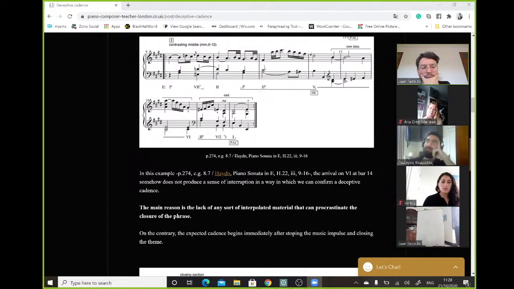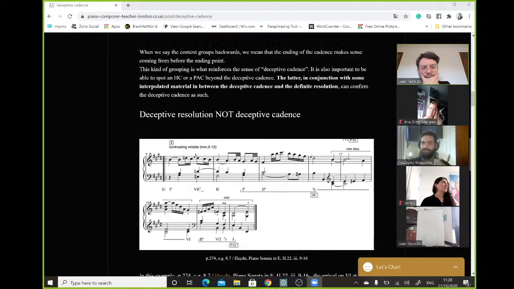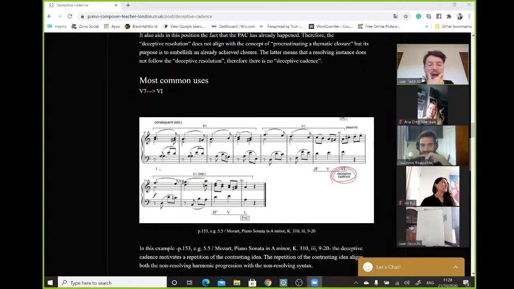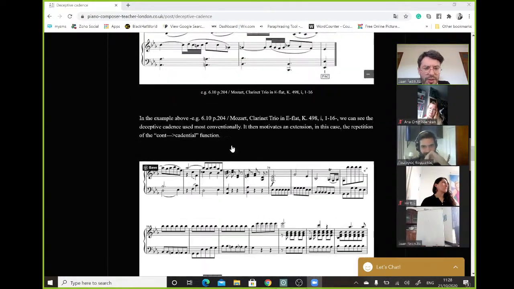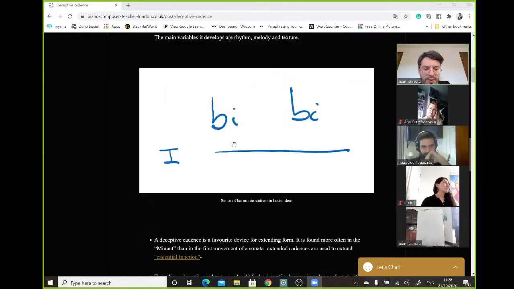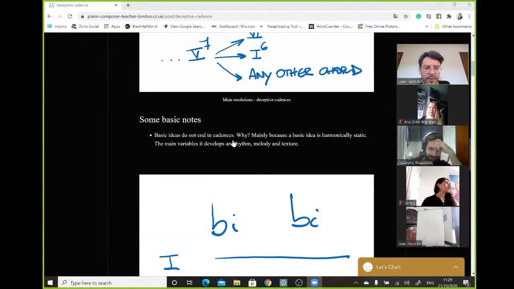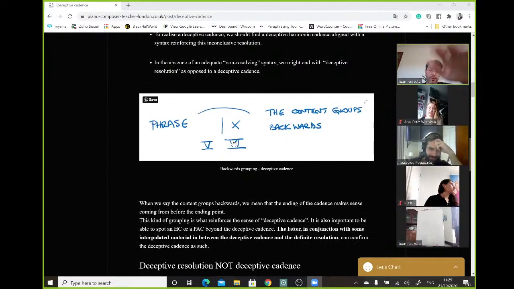I think we said that there aren't any examples of 5 to first inversion tonic. I remember the Mozart example. I think we stayed there in Deceptive Resolution, didn't we? I think it was Deceptive. Anyway, I will start from there.